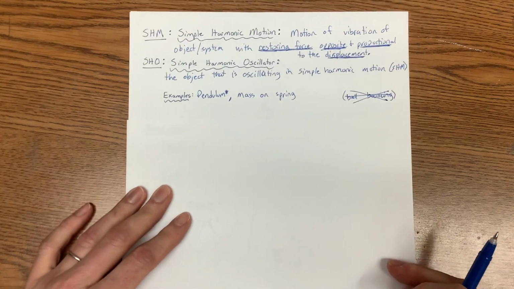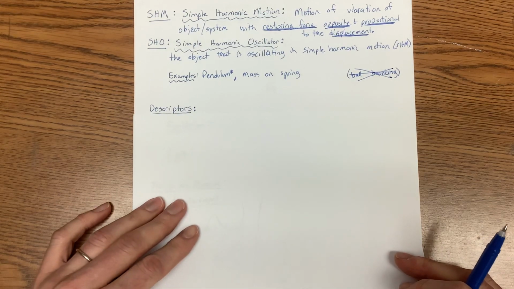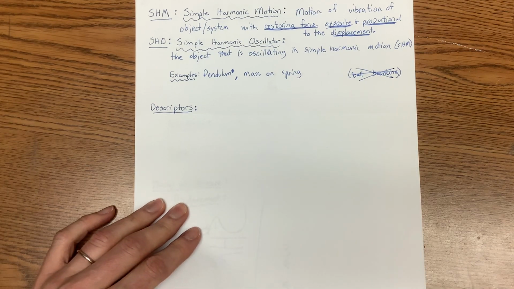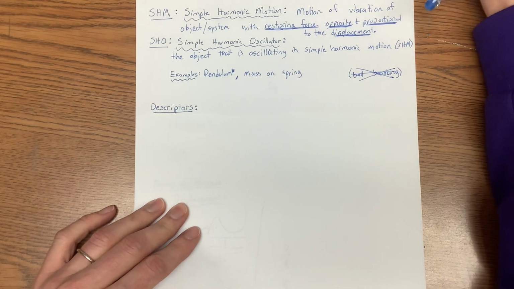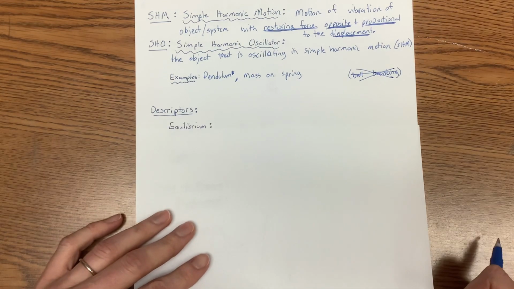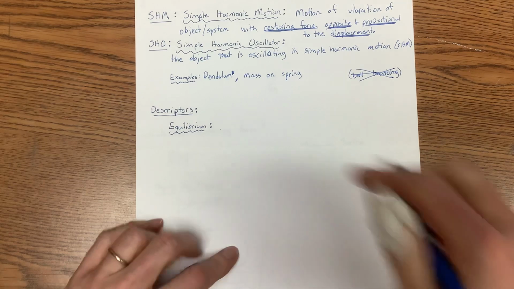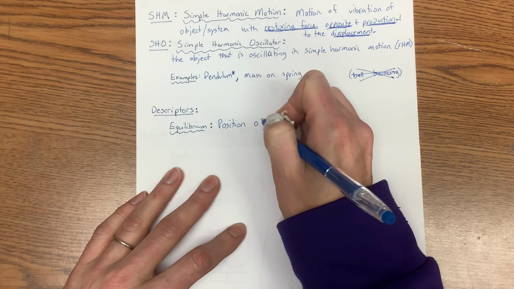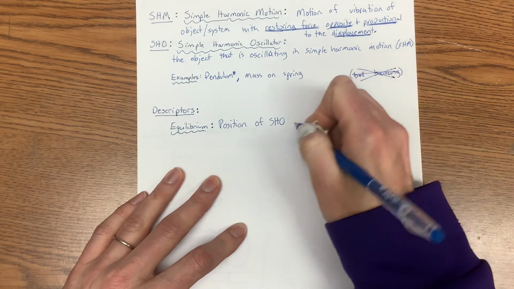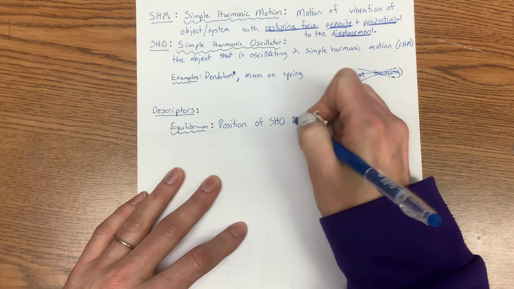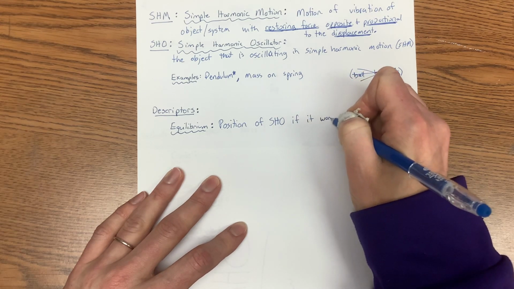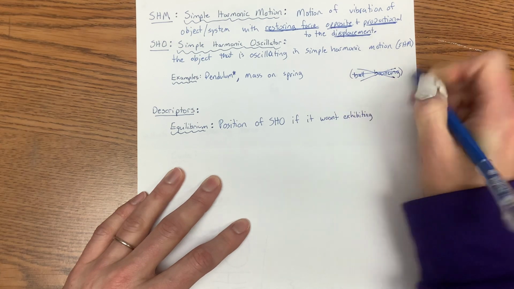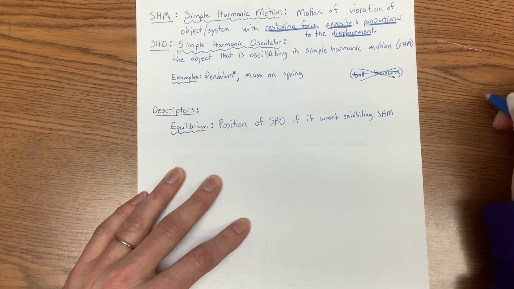When we talk about simple harmonic motion, there are some words that we use to describe it. These are some descriptors, things that are useful to talk about, but not necessarily things that we measure, although we kind of can. There's an equilibrium. This is a particular position, a location. It is the position that the simple harmonic oscillator would be at if it wasn't in the process of doing the simple harmonic motion.